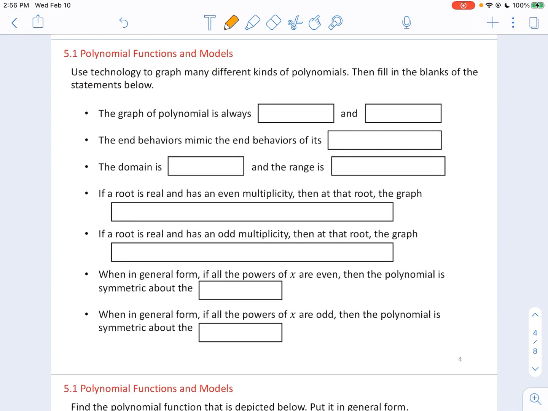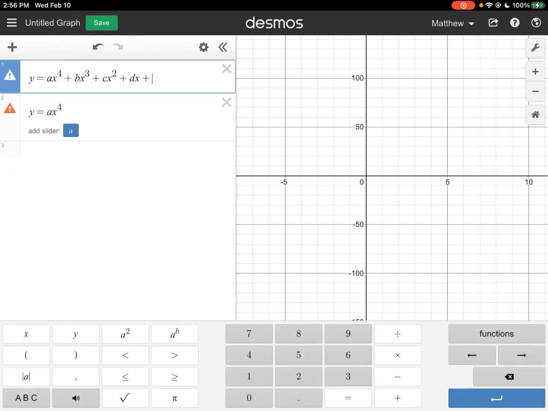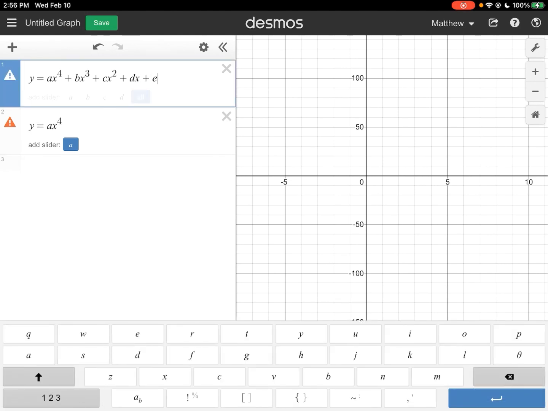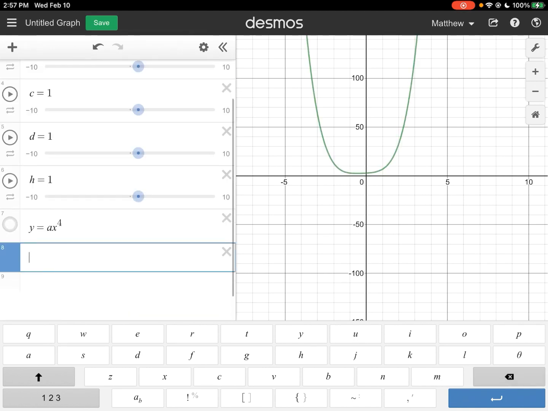Okay, use technology to graph many different kinds of polynomials, then fill in the blanks of the statements below. Y equals ax to the 4th plus bx cubed plus cx squared plus dx plus e is not an acceptable parameter because e is going to be a problem. If you put an e here, it's going to assume that e is 2.7. Like if you go down here and just type in the letter e, notice what it says it is. E is a protected letter in Desmos.